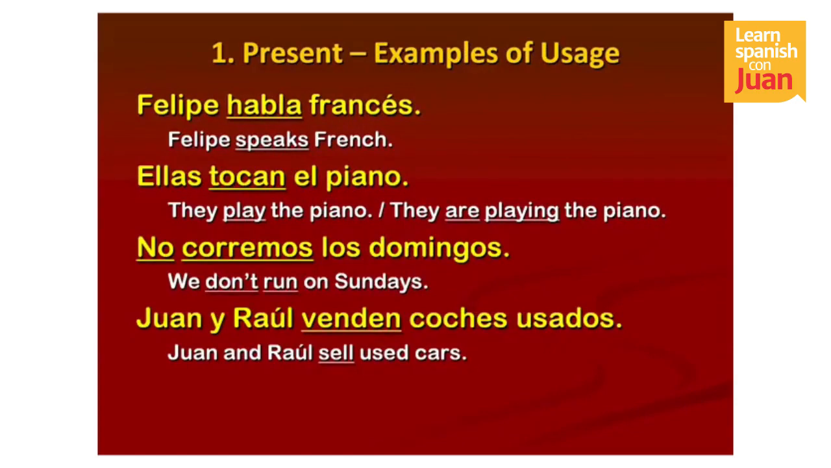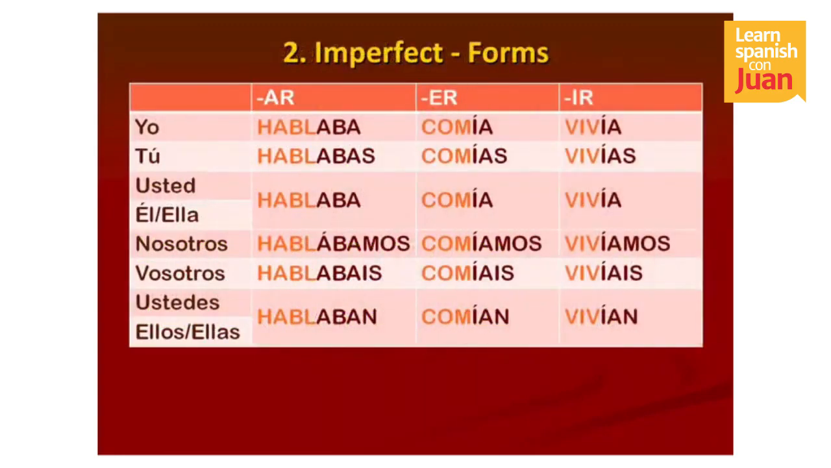Okay, now on the next slide, I've provided some examples of uses of the present tense. We have Felipe habla inglés, Felipe speaks English. Ellas tocan el piano, which could be they play the piano or even they are playing the piano. No corremos los domingos, we don't run on Sundays. Juan y Raúl venden coches usados. So basically the present tense is used to talk about what people habitually, customarily, usually do. Also what someone's doing right now, or to make general statements about conditions or actions.